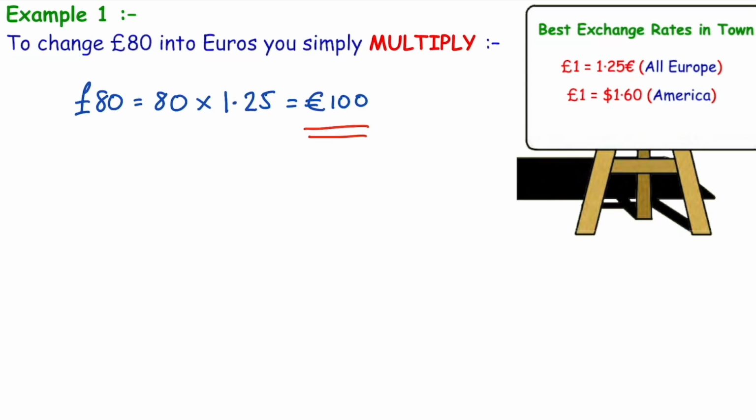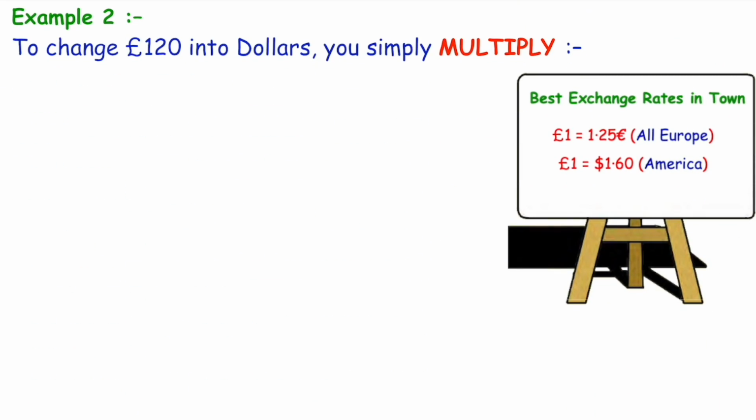Let's look at the next question. Now we're going to change £120 into dollars. Again, in order to do this, you simply multiply. What are we going to multiply by? Well, we look at the table on the right hand side. For every £1 here, we get $1.6, 1.6 American dollars.